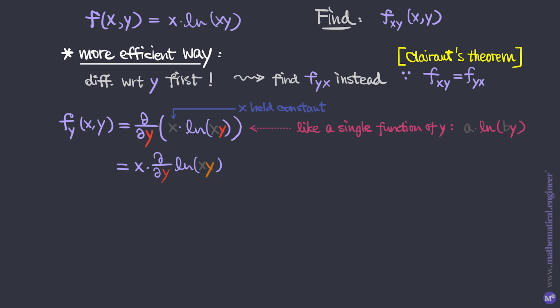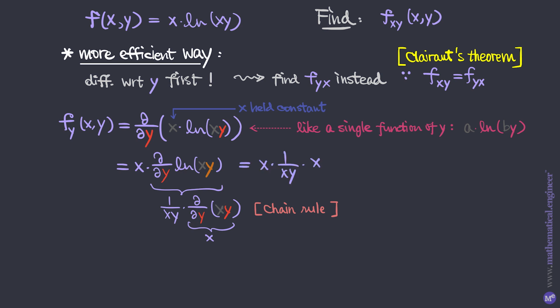We factor out x, and we are left with differentiating just the ln of xy with respect to y. To compute that, we apply chain rule. Derivative of ln something is 1 over that thing. So we have 1 over xy times the partial of that thing xy with respect to y, which is simply x. Collecting everything together, we have x times 1 over xy times x. One copy of x on top cancels the one at the bottom, and so we have x over y. This is f sub y.